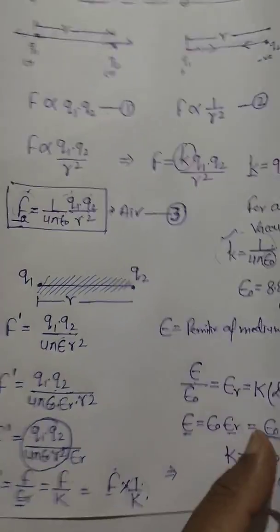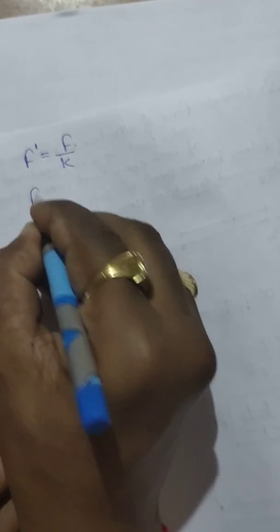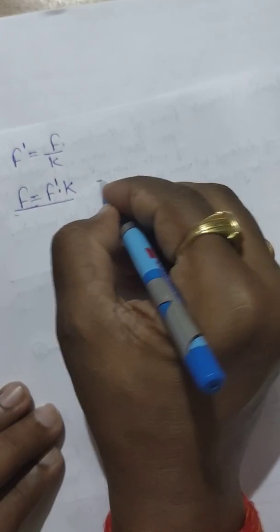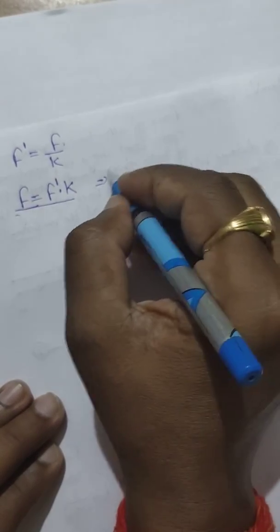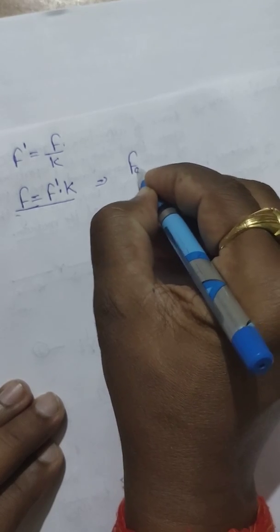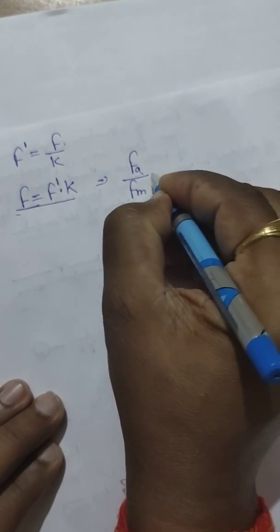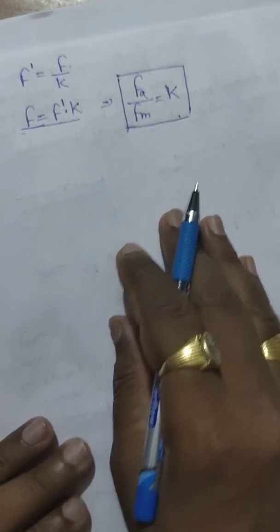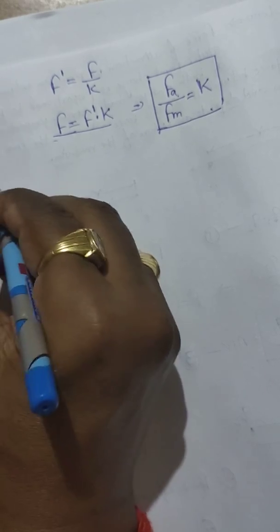This is the relation between forces. Now we can write it in another form. F dash is equal to F upon capital K, so F is equal to F dash into capital K. This means force in air upon force in medium is equal to K. This is a very important formula. This is the ratio of the two forces, in air and in medium. Now we can discuss the next topic.